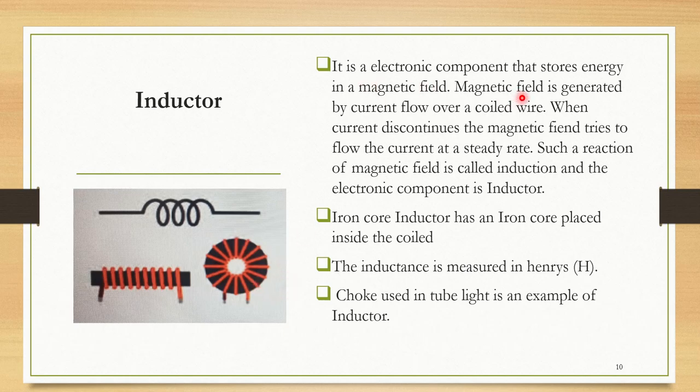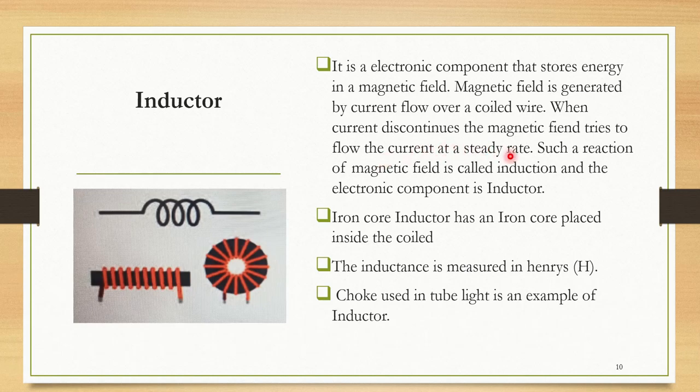So it is an electronic component that stores energy in a magnetic field. You see, in a capacitor we have seen it stores energy in electric form. But here the energy is stored in a magnetic field. If you supply current here, a magnetic field will be generated outside. By that field, the energy is stored; that is called an inductor. Magnetic field is generated by current flow over a coiled wire. This is a coiled wire.